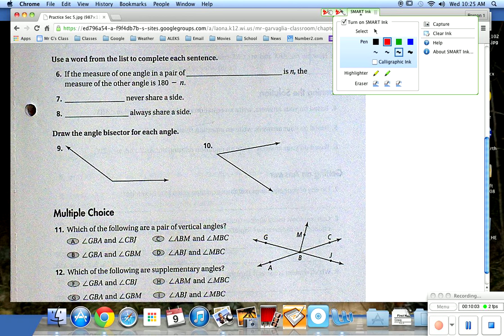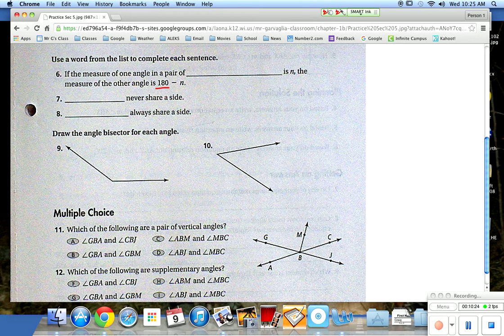Use a word from the list to complete each sentence. If the measure of one angle in a pair of blank is n, the measure of the other angle is 180 minus n. The S one, supplementary. Supplementary, right? Because we're talking about 180 degrees.